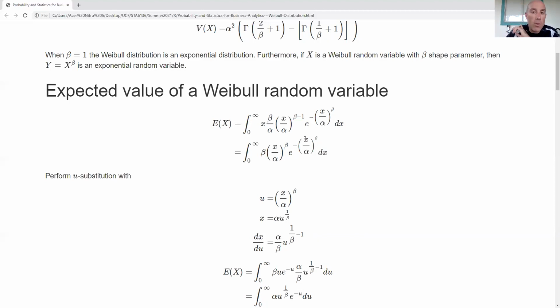Now I'm going to do my u substitution. Everywhere I see x divided by alpha to the power of beta, I'm going to replace it with a u. So this part is replaced with a u, and this part is replaced with a u. So I'm going to have beta times u e to the negative u, and then I've got some other stuff to worry about. If I replace this parenthesis and this parenthesis with a u, and include the beta, it's going to be a much simpler integral. But there's still some more work I have to do.